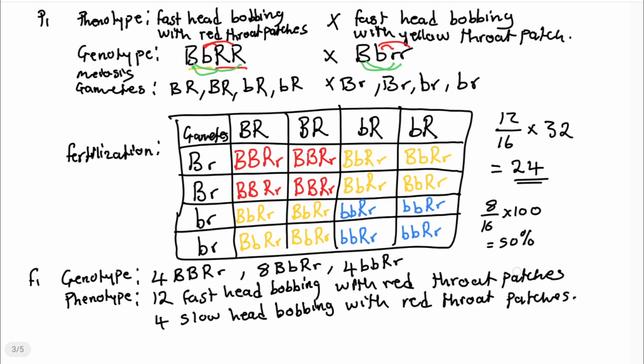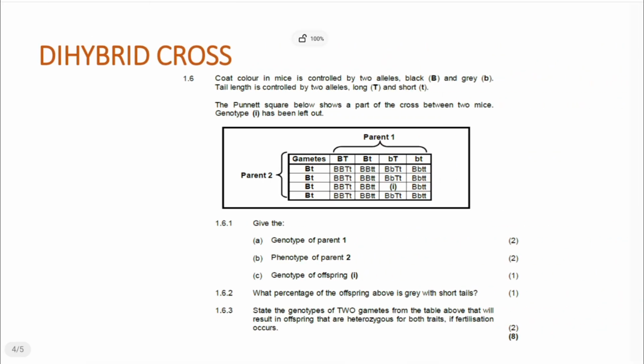Right? Let's continue. Now, these are typical examples that are usually set in the exam. It says that coat color in mice is controlled by two alleles. Black is capital letter B, it is dominant to gray, which is small letter b. Tail length is controlled by two alleles. A long tail is capital letter T, and a short tail is small letter t. The Punnett square below shows a part of the cross between two mice. Genotype Roman numeral 1 has been left out. It is fine, we can find it, right?